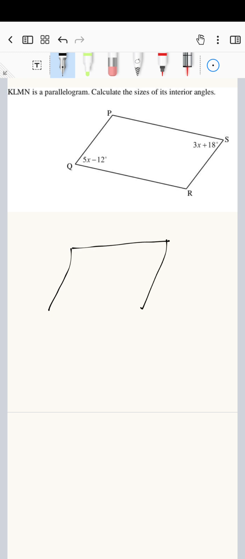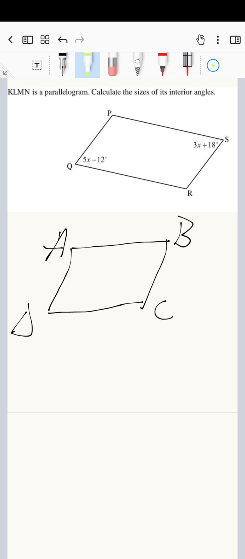So this is a parallelogram. Let's call it ABCD. If I say ABCD is a parallelogram, then all of the following things are going to be true. Angle A and angle C are opposite angles, so they are going to be equal. Why are they equal? Because this is a parallelogram. Angle D and angle B will be equal to each other. Why are they equal? Because this is a parallelogram.